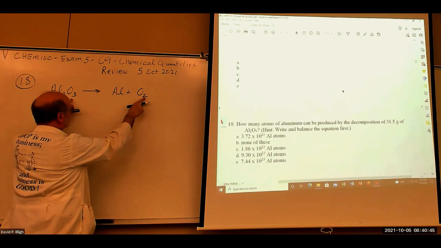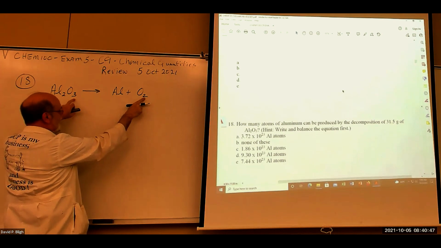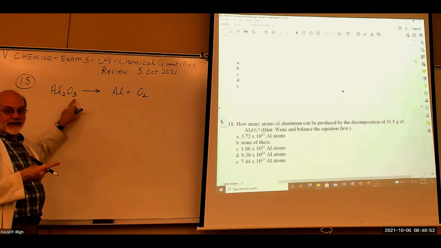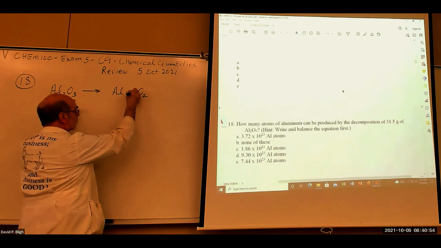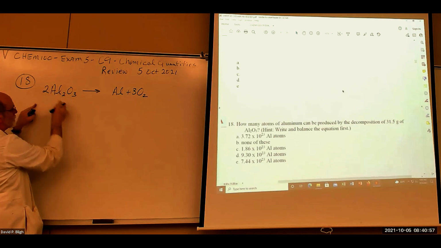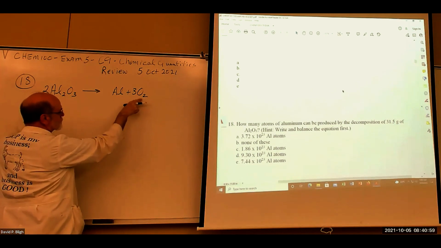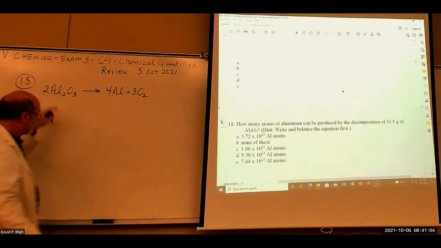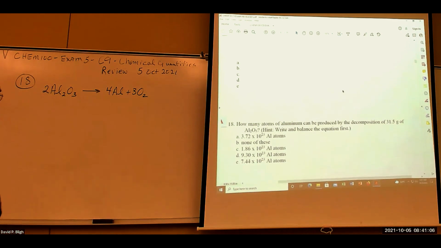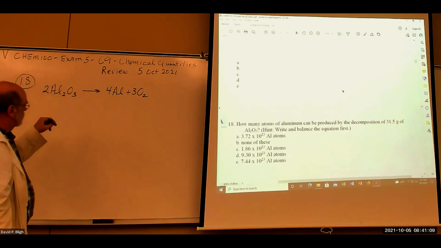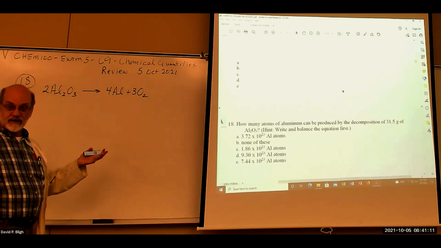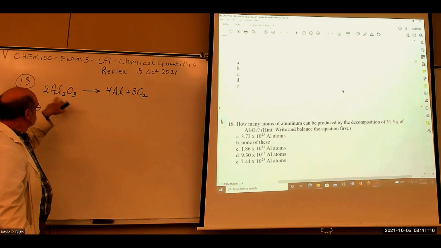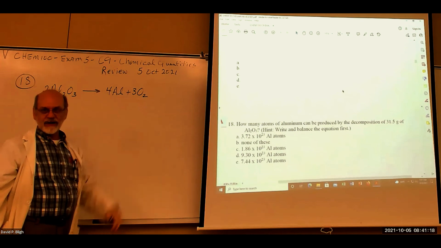how do we get an even and an odd to behave? Cross multiply. 3 times this one and 2 times this one will give you 6 oxygens each. It'll also give you 4 aluminum. Right. So check me, is that balanced? We could have gone about it a different way, but this was the quickest way. 4 aluminums, 6 oxygens, we're balanced.